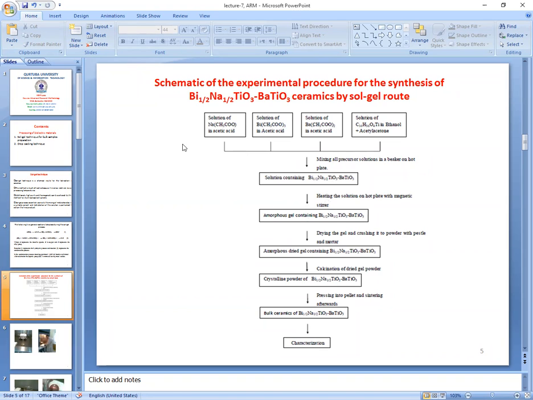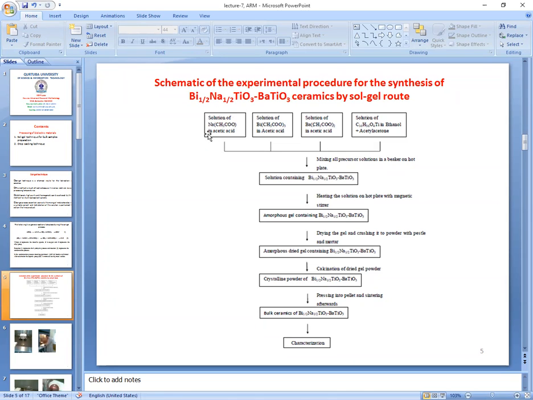Okay, so we have to make bismuth sodium titanate dash barium titanate. What is this basically? This is a complex perovskite structure, BNT. It is called BNT and BT. BT is barium titanate. So the ingredients can be expressed as bismuth. So we need bismuth content, sodium content, titanium content, and barium content. So basically we need four ingredients.